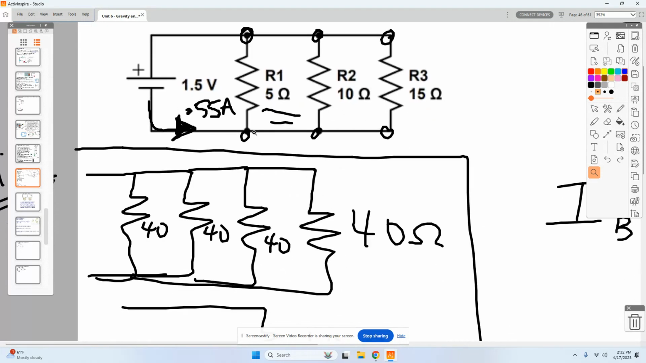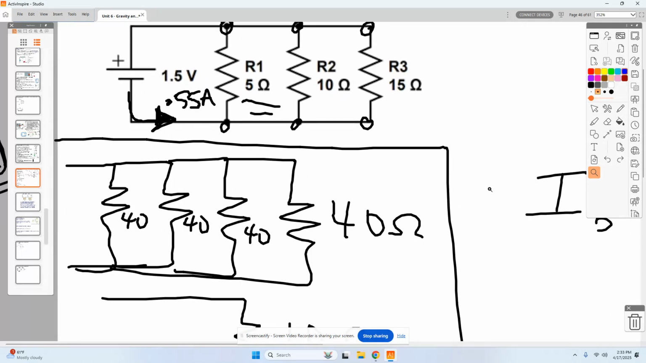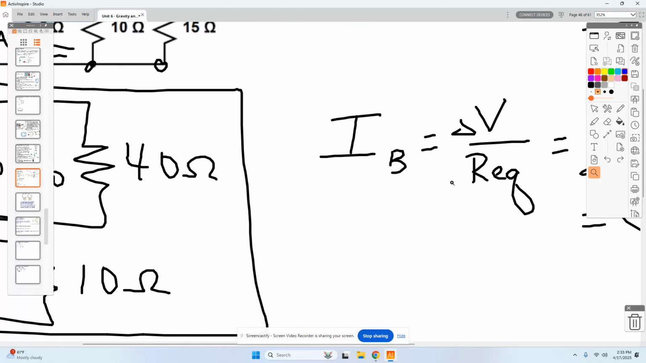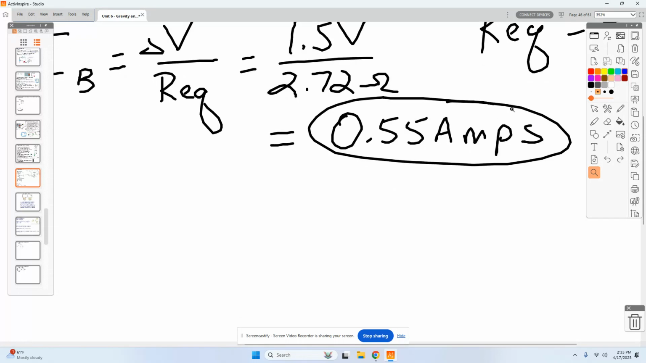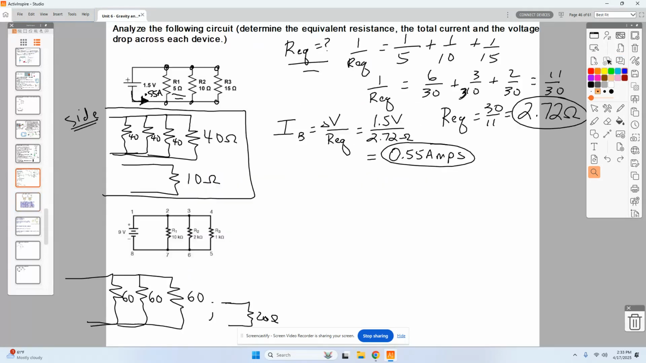Now, some of that is going to go up through here, some is going to go through here, and some is going to go through there. I want to determine how much flows through each one. So how do I find I1? I take the voltage drop across it divided by its resistance. How do I find I2? I take the voltage drop across it divided by R2's resistance. And so you should be able to do that for all three of those resistor values. So let's go ahead and try that together.